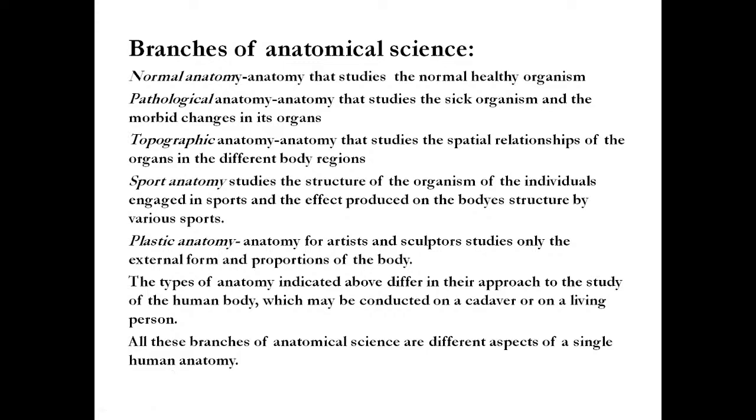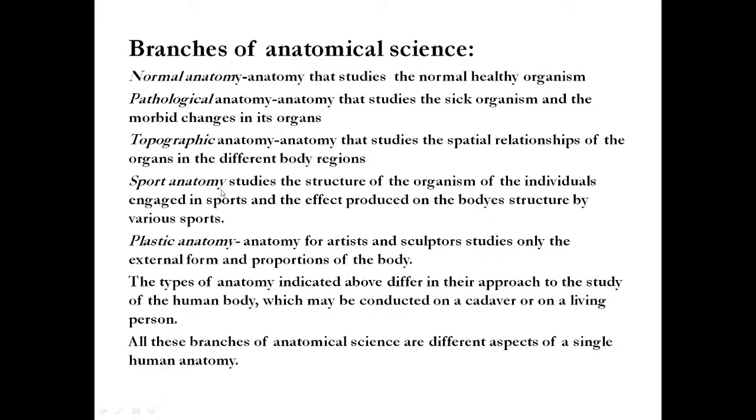Branches of anatomical science. Next, normal anatomy studies the normal healthy organism. Pathological anatomy studies the sick organism and the morbid changes in its organs. Topographic anatomy studies the spatial relationships of the organs in different body regions.